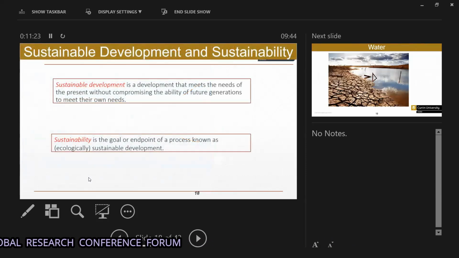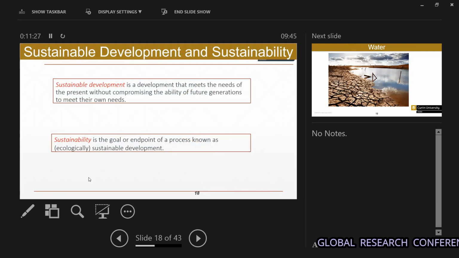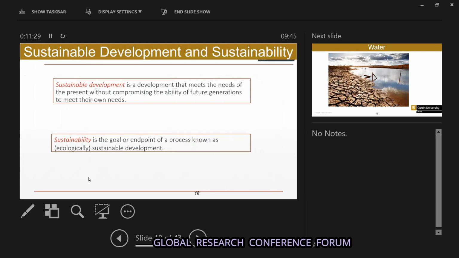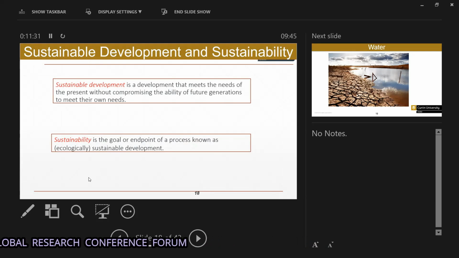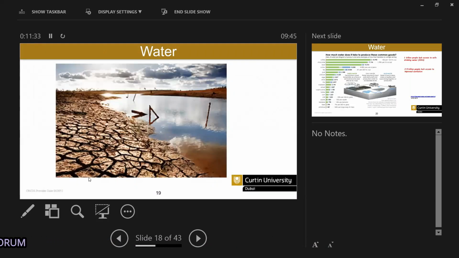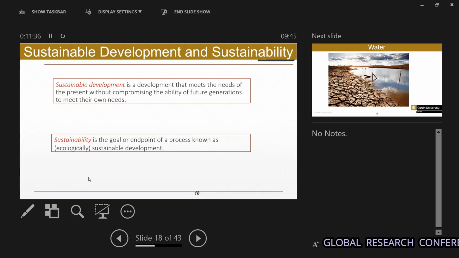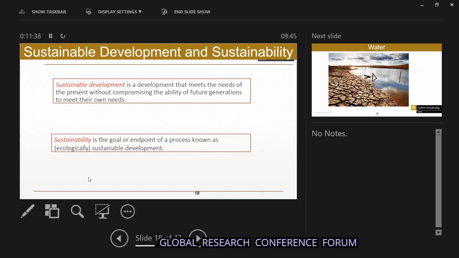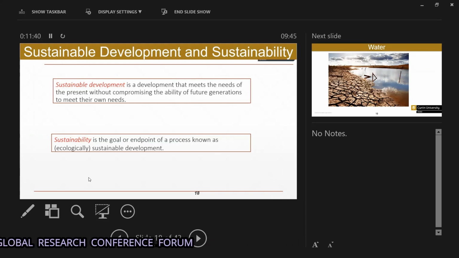This is for the developers in town. We need to improve our transport and conveniences, but it should not be at the cost of future generations. So what is sustainable development? Development that meets the present demand, but without compromising the ability of future generations to meet their own needs. Sustainable needs to be helpful.